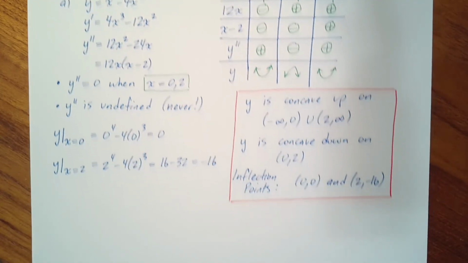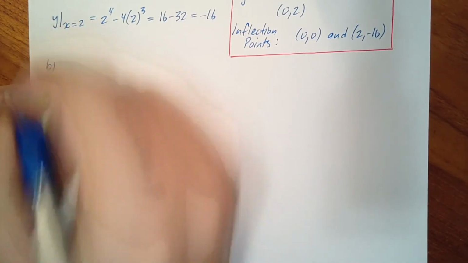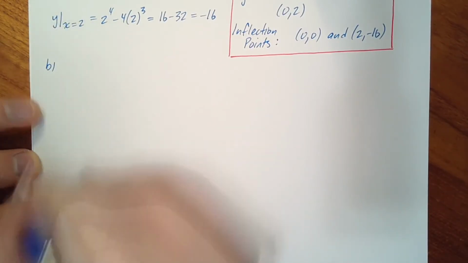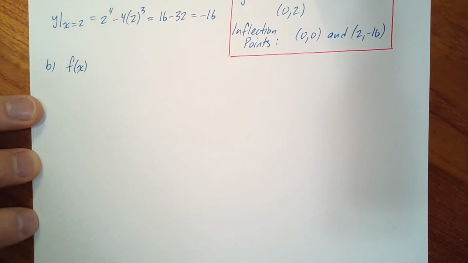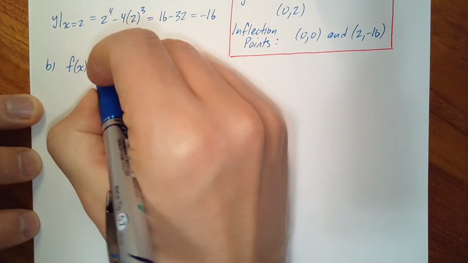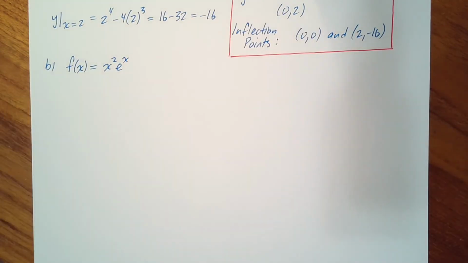Okay, so that's part A. Now let's do part B. So for part B, the function was, this is the first time we have one that's not just simply a bunch of powers of x. So f of x was equal to x squared, which is a power of x, but it's multiplied by the natural exponential function, e to the x. So what now? Well, we need the second derivative.